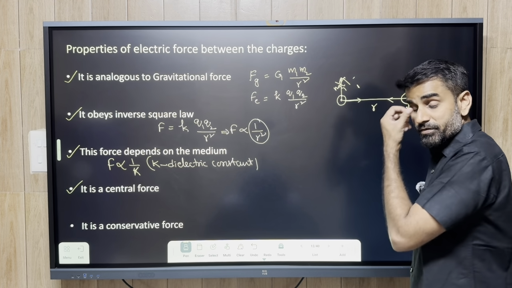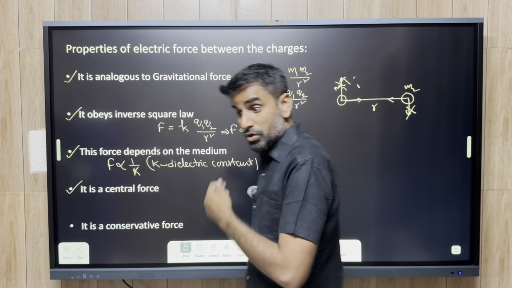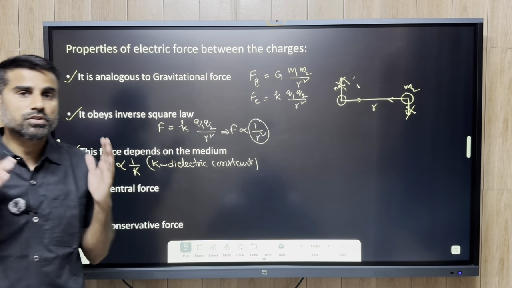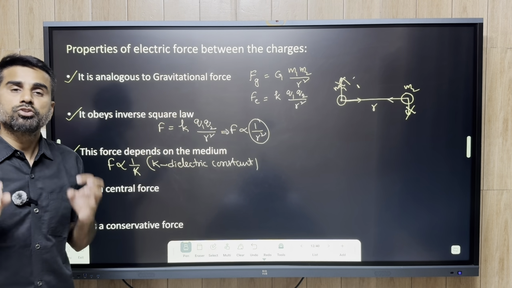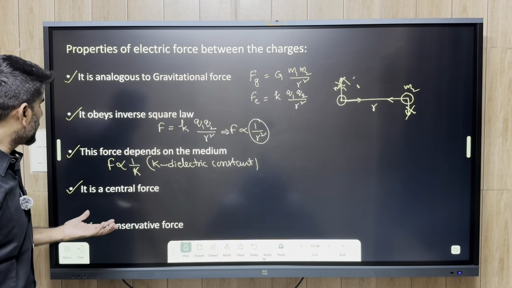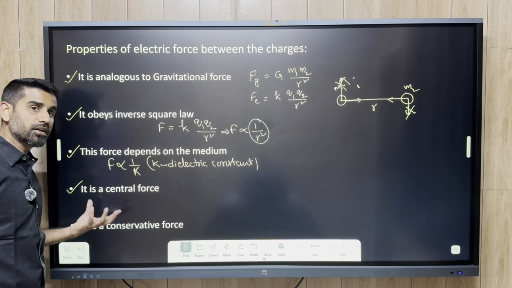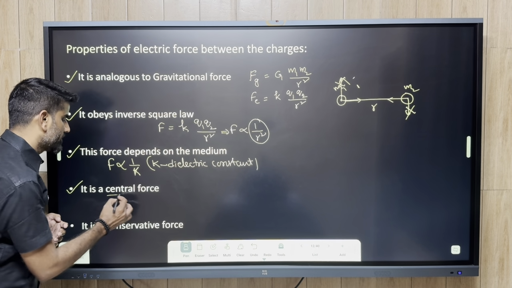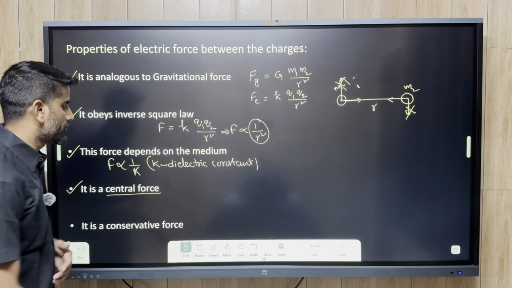Okay, so for this force to be a central force, the force between the two charges or the two objects must be acting along the line joining the two charges only, two objects only. As this electric force is acting along the line joining the two charges, this force is to be treated as a central force. Okay, let me explain it again.